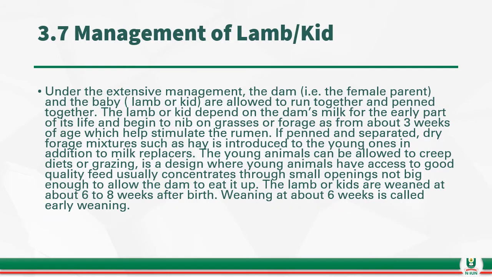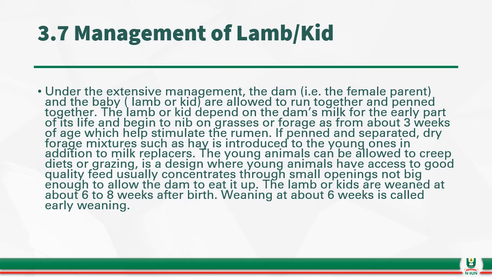Management of the kids and lambs. Under extensive management, the dam and the baby are paired together. The lamb or kid depends on the dam's milk for the early part of its life and begins to nibble on grasses or forage from about 3 weeks of age, which helps stimulate the rumen. If paired and separated, dry forage such as hay is introduced to the young ones in addition to milk replacers. The young animals can be allowed creep feeding or grazing.